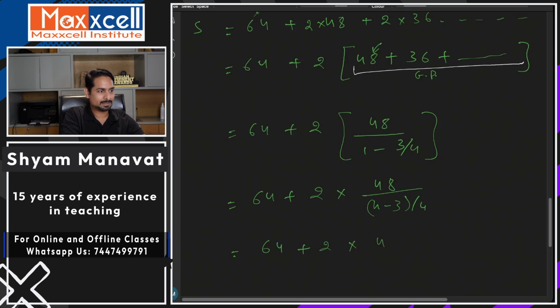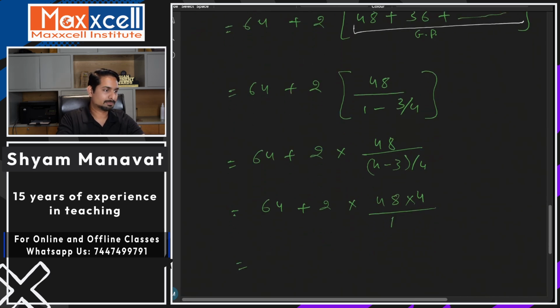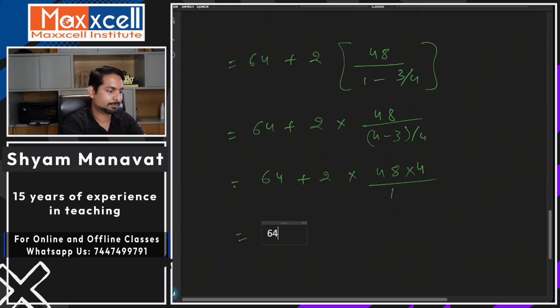Yeah, so it will be 48. Denominator will become numerator, and this is 4 minus 3 will be 1 as it is. Okay, now you simplify. What do you get? 64 plus 2 into 48 into 4. That will get you 448. Yes, that will be the answer.